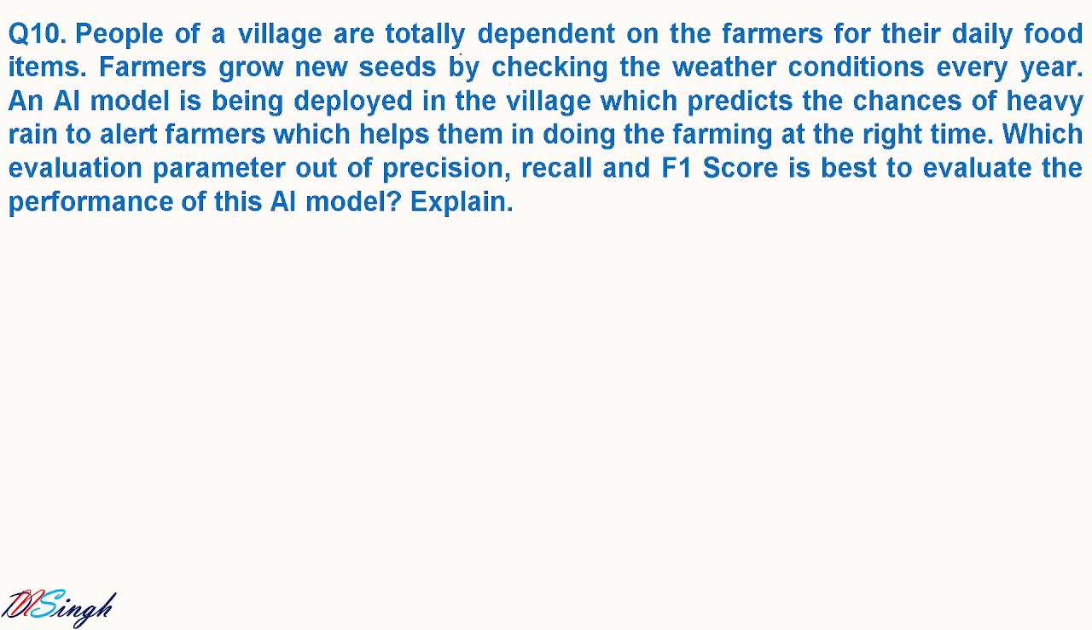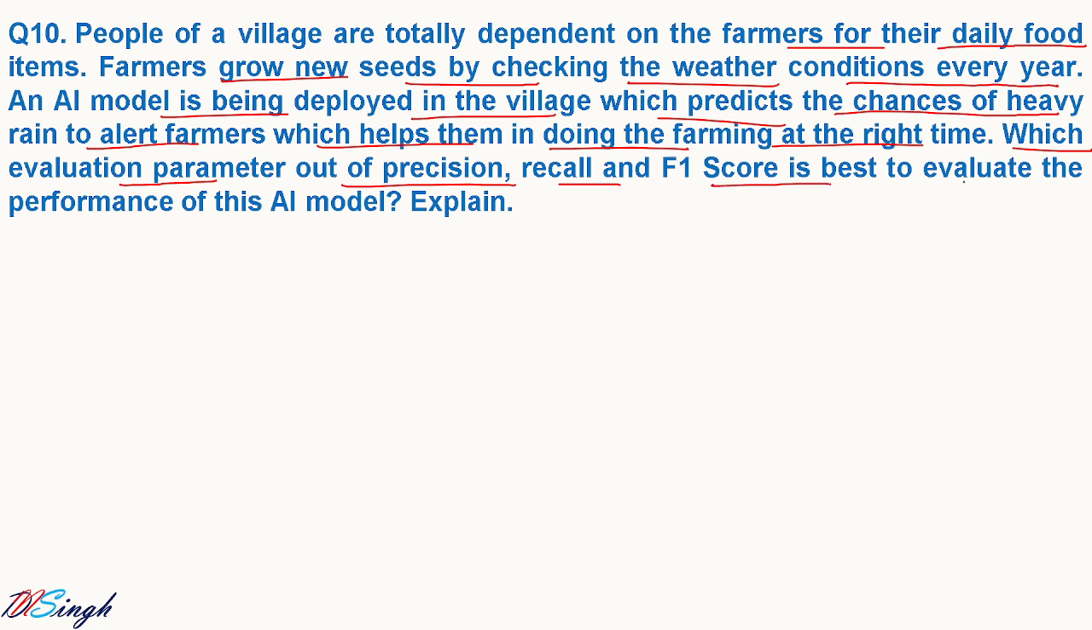People of the village are totally dependent upon farming for their daily food. Farmers grow new seeds by checking the weather conditions every year. An AI model is being deployed in the village which predicts the chance of heavy rain to alert farmers, which helps them do farming at the right time. Which evaluation parameter out of precision, recall and F1 score is best to evaluate the performance of the AI model? Explain.